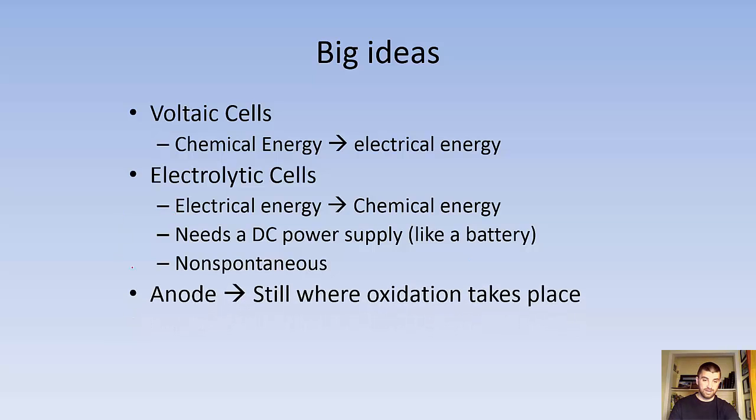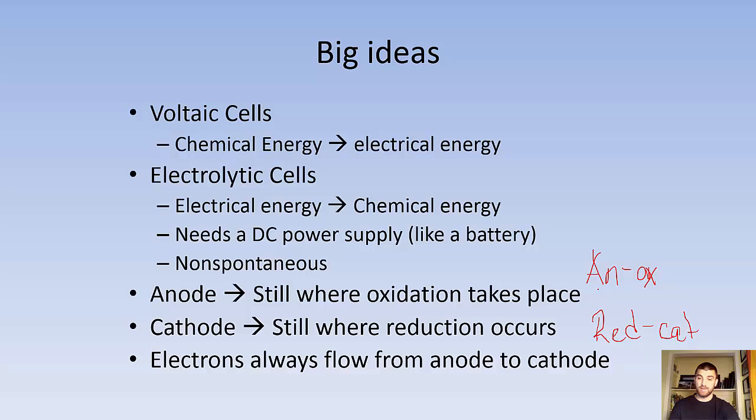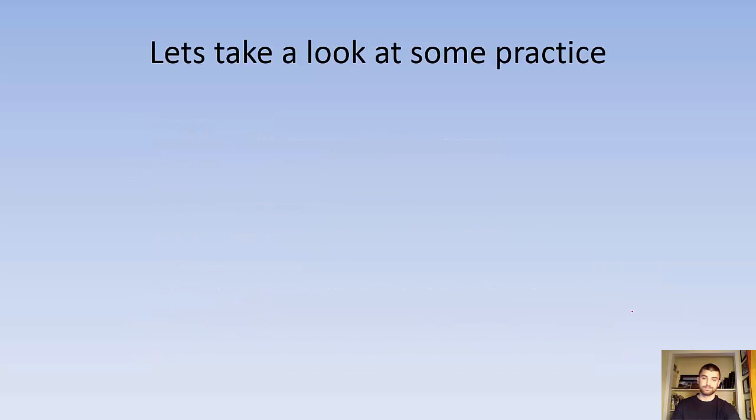Things that are the same. The anode is still where oxidation occurs, so that an-ox mnemonic still works. The cathode is still where reduction occurs. And electrons always flow from anode to cathode.